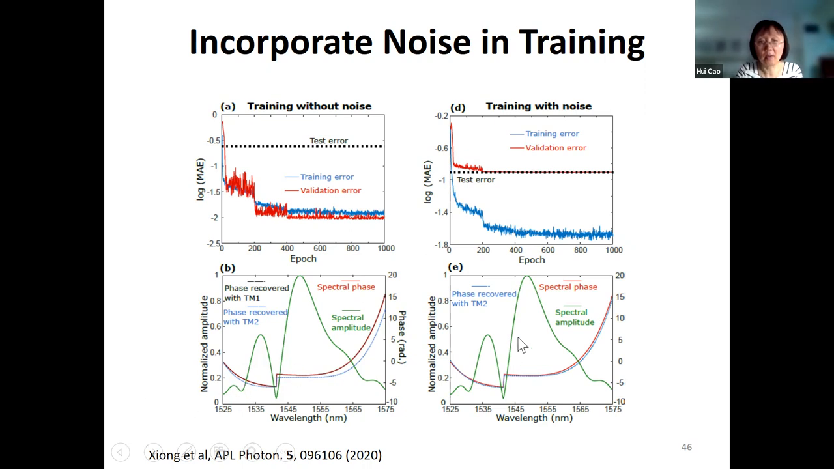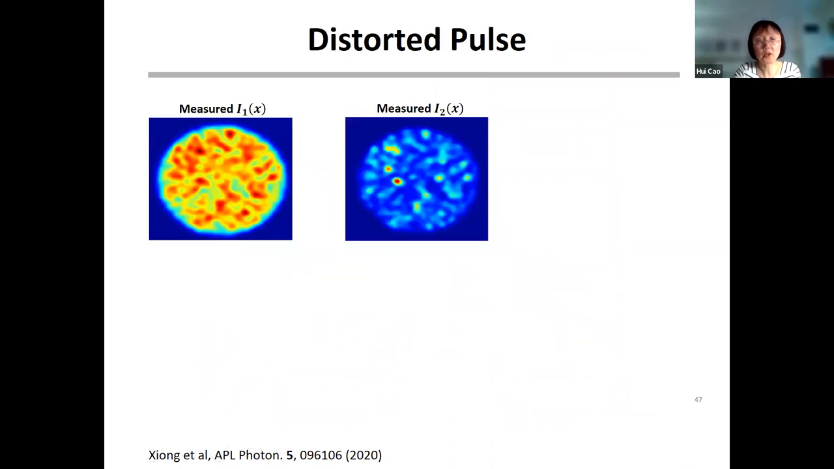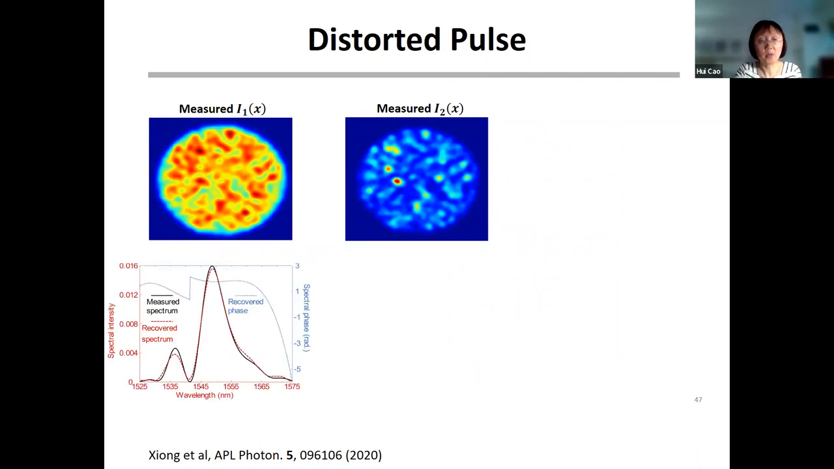I try to show that with this kind of noise input into the system, we really can recover any arbitrary spectral amplitude and phase. That turns out to be much more successful than just a regular phase retrieval. Here we show one-photon and two-photon spectral patterns, and this is the recovered spectral amplitude and phase. From that, we can get the temporal shape of the pulse.